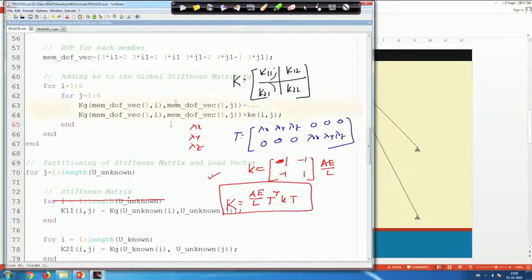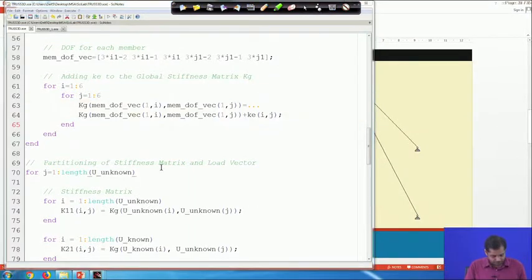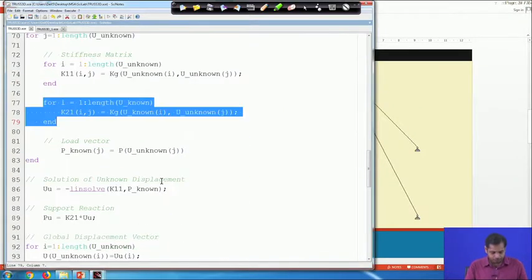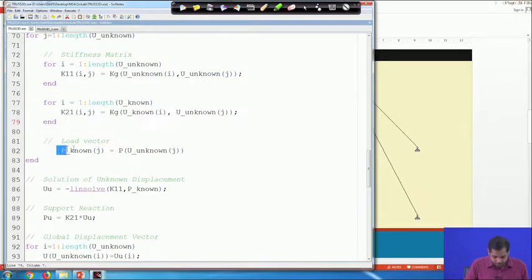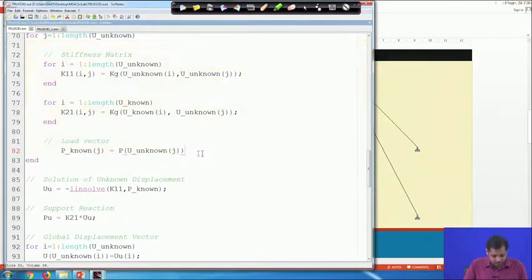Okay. Now, once we have the global stiffness matrix, next we have to partition it. Partitioning of the stiffness matrix is done here. K11 is this and K21 is this, and then this is the load vector. Correspondingly, we have to partition the load vector as well. So, this is the corresponding load vector.